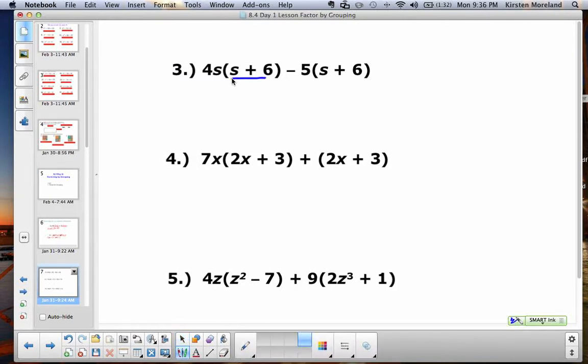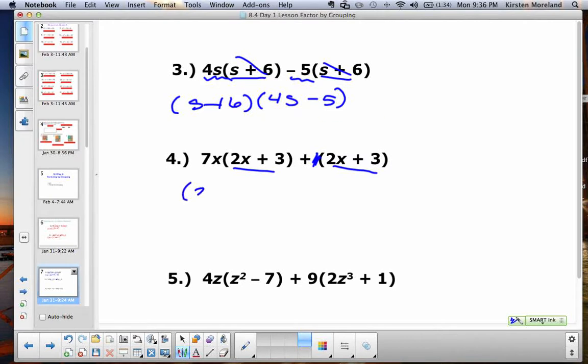Alright, so number 3 has an s plus 6 and an s plus 6. I'm going to take that out front, cross them out, so I factor them out, and just leave the leftovers. The leftovers are 4s and minus 5. And this fourth one has a 2x plus 3 and a 2x plus 3, and notice this one has nothing out in front, so you're going to put a 1 there. So I'm going to take out the 2x plus 3, so that's gone and that's gone. I'm just going to write the leftovers, so I have a 7x left and I have a plus 1 left. So that's the factored form.